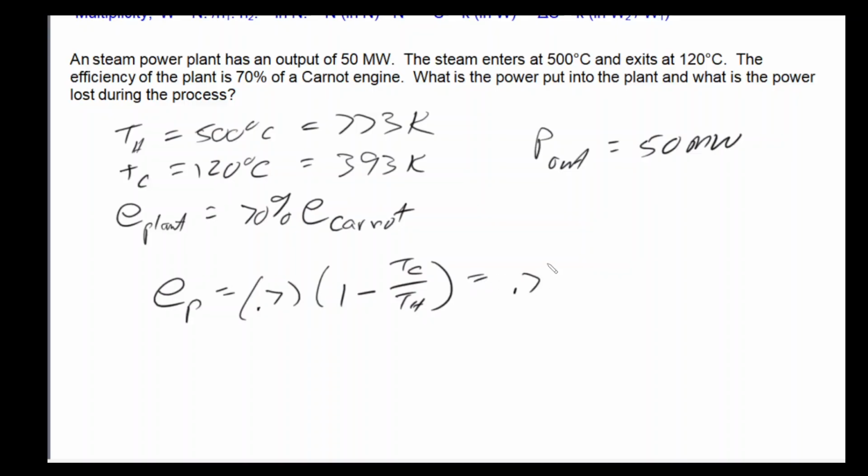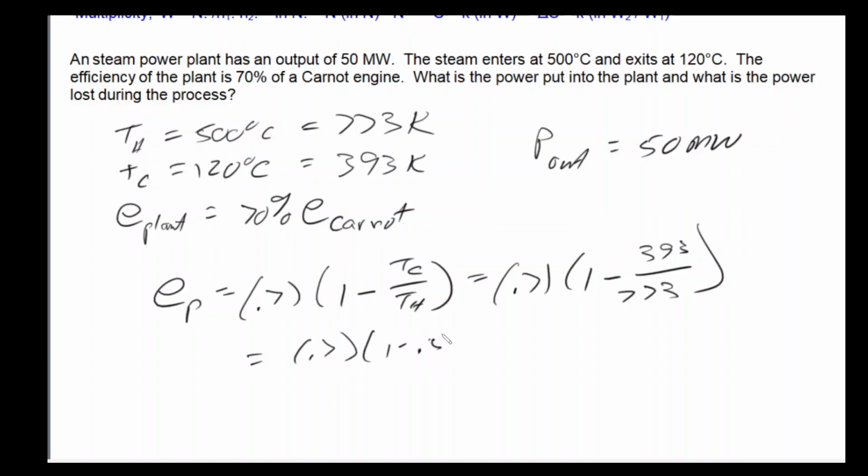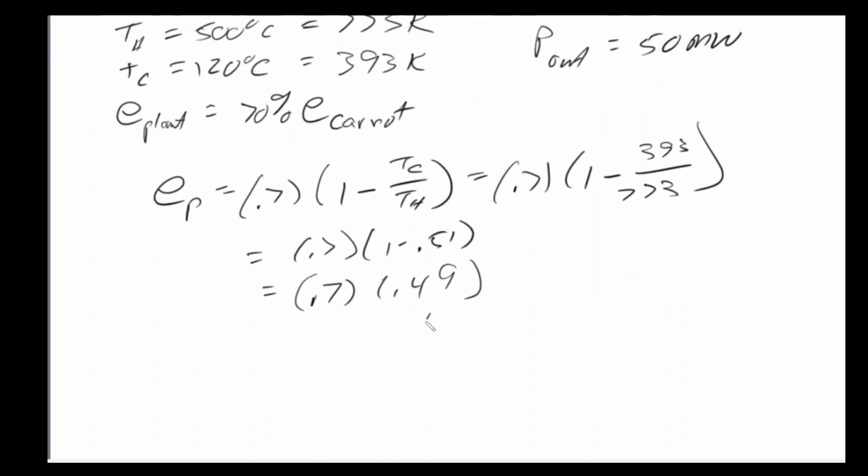So that's equal to 0.7 times 1 minus 393 over 773, which ends up being 0.7 times 1 minus 0.51, which is equal to 0.7 times 0.49. Okay, that's the efficiency of the Carnot engine. So the efficiency of the plant is equal to 0.36.